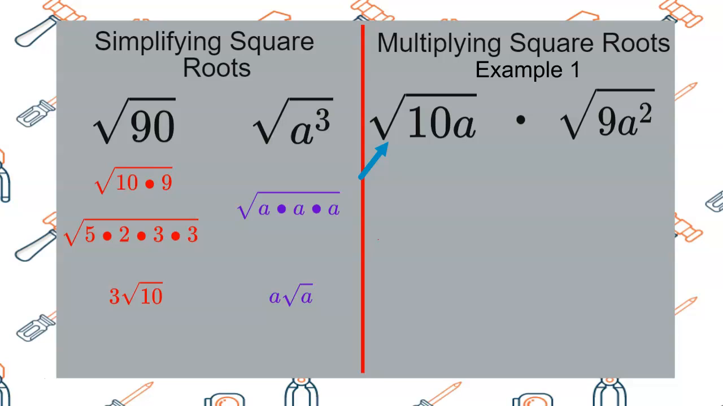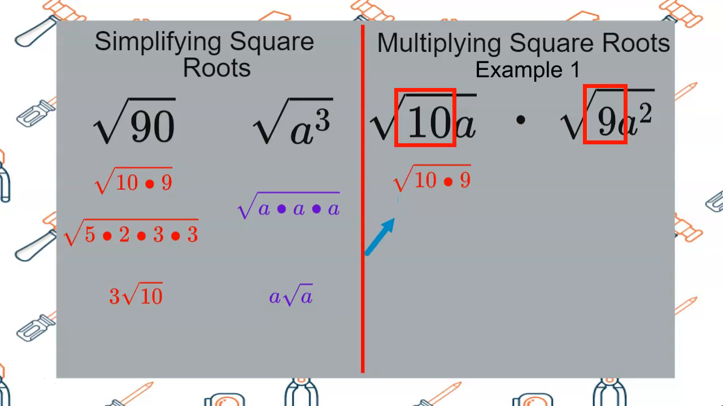Multiplying these two square roots for example 1, we have the square root of 10a times the square root of 9a squared. First, what we'll do is take the numbers from under each radical and put them under the same radical. So we have the square root of 10 times 9.